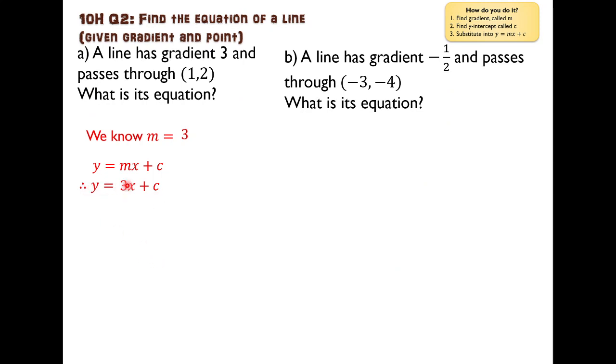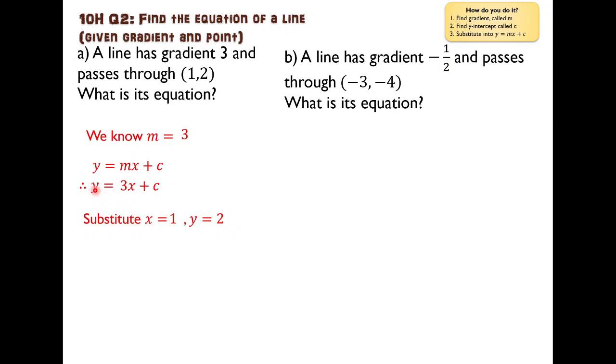We've got this equation. This is the equation of a line, but we still need to find what c is. And we know that this point, this matching x and y coordinate, makes this equation true. So let's substitute this x and this y into this equation. In other words, we're going to substitute the point where x equals 1 and y equals 2, because this should give us another true equation, because the point lies on the line.